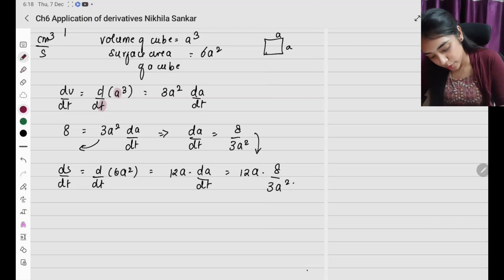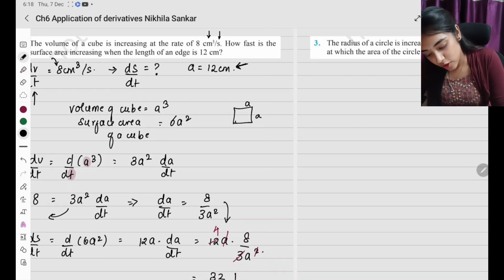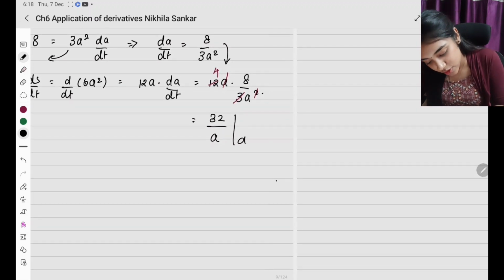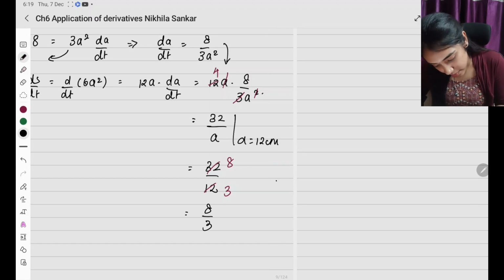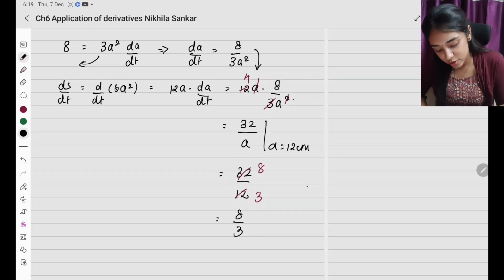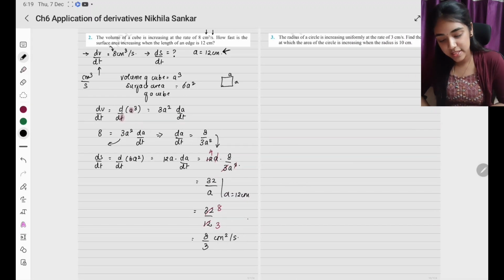So when I simplify this, what do I have? The a and the a get cancelled. I have 3 4s are 12. So what do I have? 8 4s are 32 divided by a, and my edge of the cube is already given, which is 12 centimeters. Correct? So a equals 12 centimeters. When I substitute, 32 divided by 12, which when I simplify, 4 3s are 12, 4 8s are 32. So this is going to be 8 divided by 3, and we are solving for surface area. So it is going to be 8 by 3 centimeter square per second. So rate of change of surface area with respect to time.